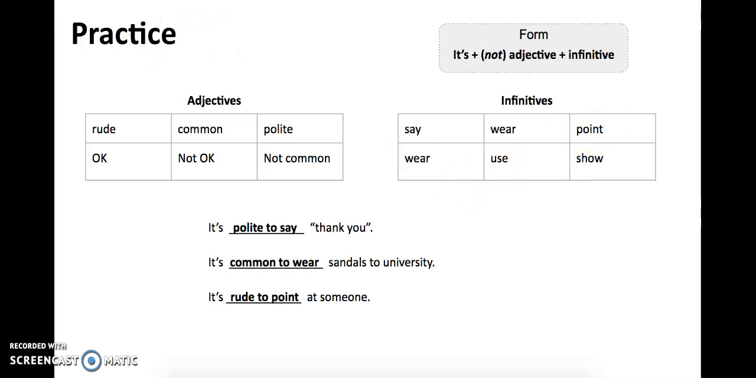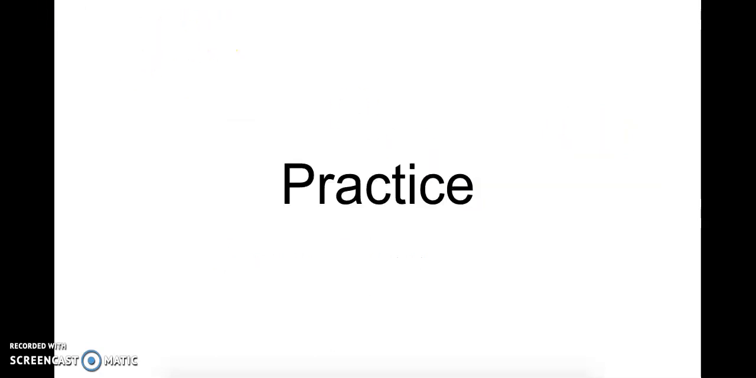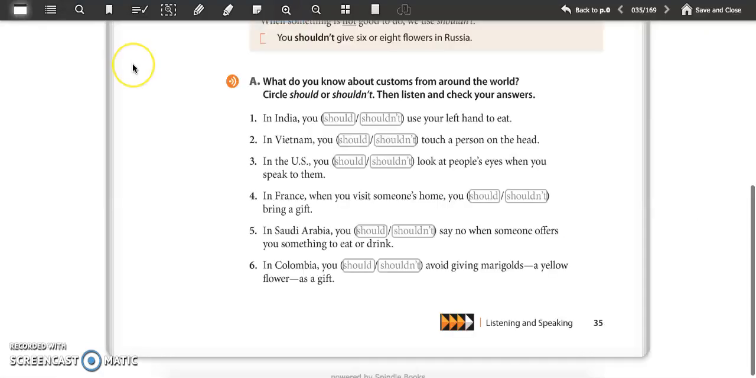Well done. Okay, for extra practice now, I want you to go to your Q Skills 1 book, Listening and Speaking, Unit 2, page 35. Okay, so on page 35, exercise A is asking you, what do you know about customs from around the world? Circle should or shouldn't. So take a guess around the world what you think are customs from these countries. Then you can listen to the excerpt and check your answers.